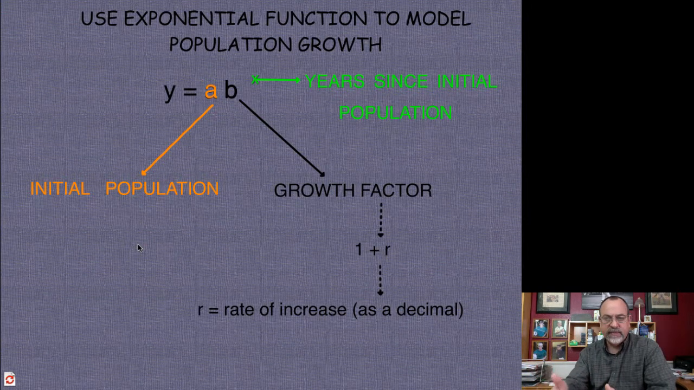Maybe increasing at 10% a year, 20% a year, 30% a year, 115% a year, or whatever. So you take that percent growth and you change it into a decimal, and you add 1 to it, and then that's the value that goes in for B. So the growth factor is determined by adding 1 to the rate of growth that's been written as a decimal.